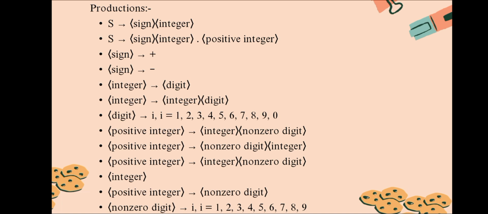The fifth rule is decimal fraction. In short, we can write this as decimal fraction assigned to dot digit sequence, and this can be empty. It defines the decimal fraction part of the number. It can be empty, meaning no decimal part, or consist of a decimal point followed by a digit sequence. The sixth and last rule we have is the digit sequence.